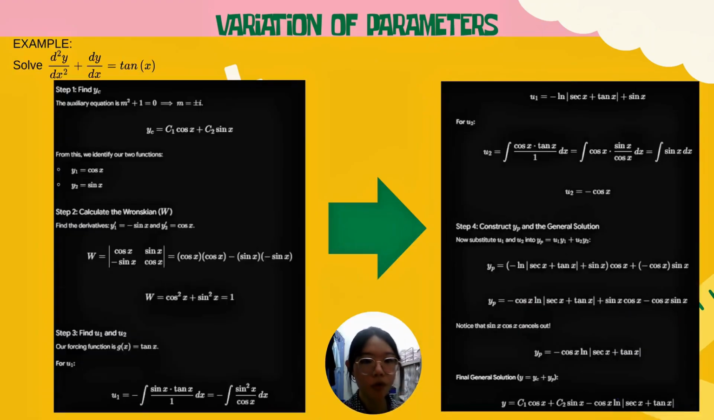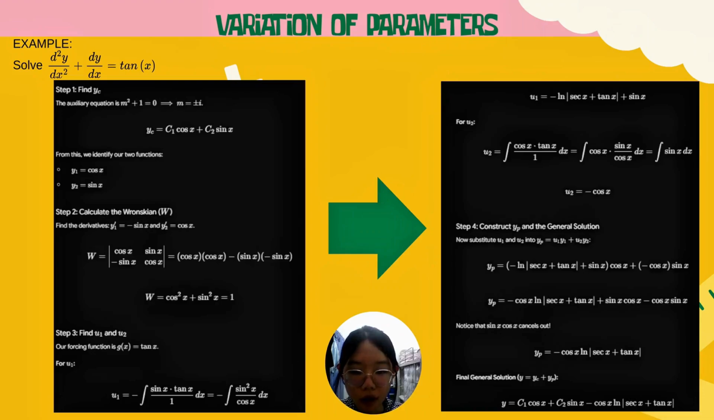The example question for variation of parameters is: solve d squared y over dx squared plus y equals tan x. So step 1, the auxiliary equation is m squared plus 1 equals 0. So the complementary function equals c1 cos x plus c2 sin x. From this, we identify our two functions, y1 equals cos x and y2 equals sin x. Step 2, calculate the Wronskian. We need to find the derivatives of y1 and y2 first. Then we use the Wronskian to calculate and get cos squared x plus sin squared x equals 1.